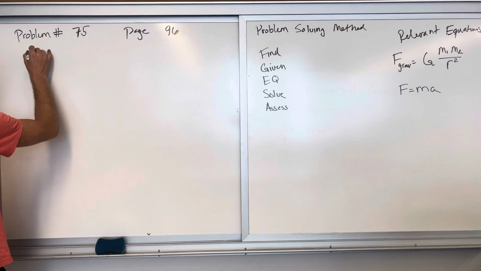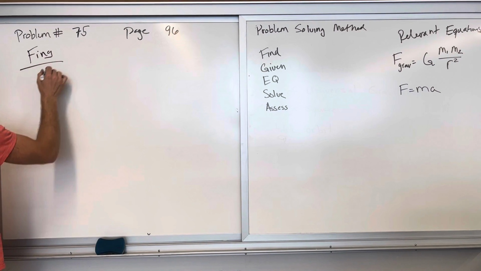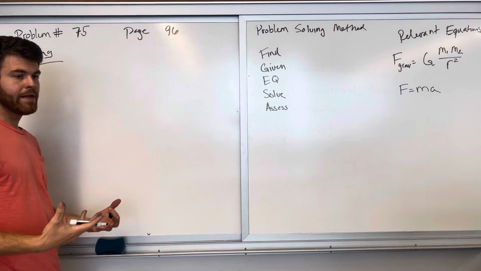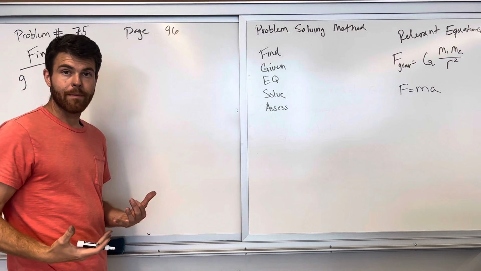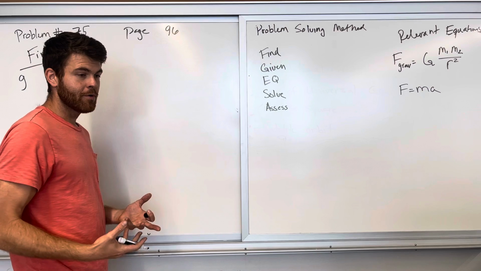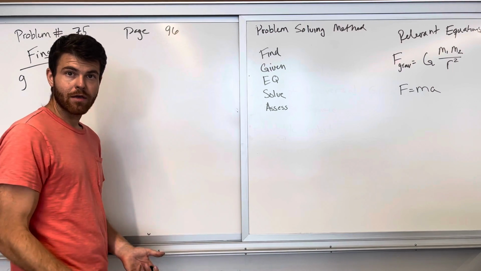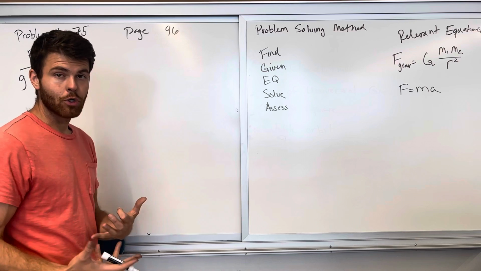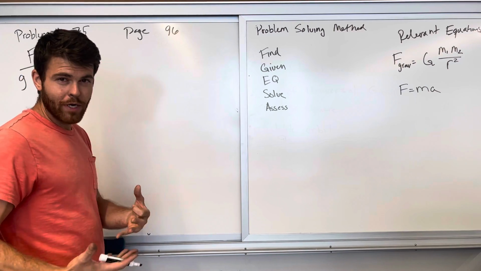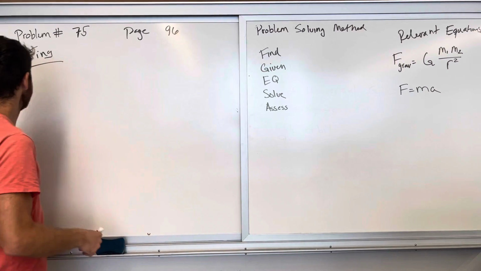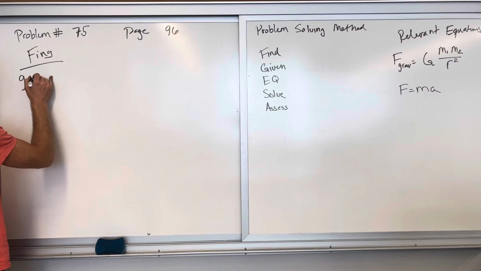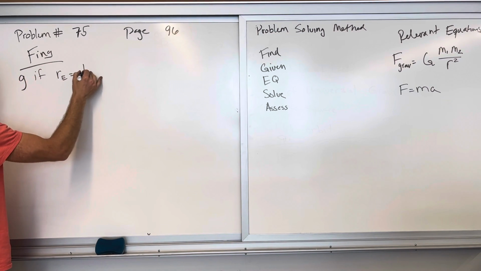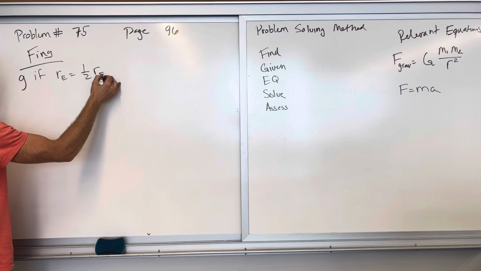So it's asking us to find g. Basically, the weight of a 1 kilogram mass is the force due to gravity on 1 kilogram. That's the strength of the gravitational field, so that's the acceleration due to gravity. So they're asking what would the acceleration due to gravity be if R_E was reduced to 1/2 R_E.